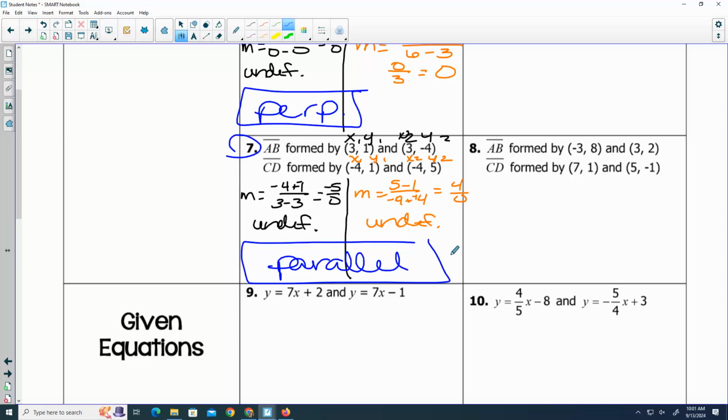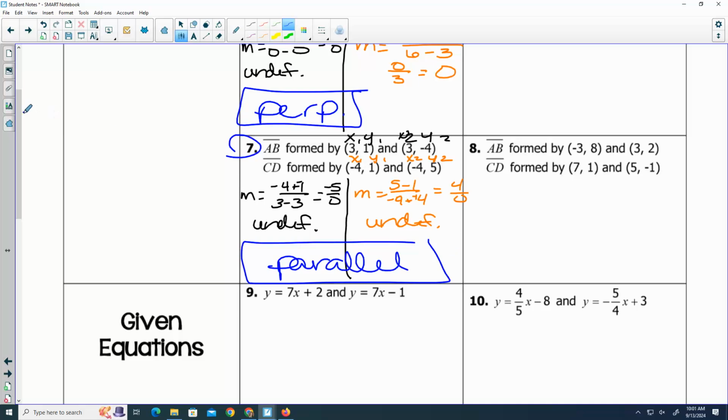Alright, so this is taking something we know how to do. We know how to find slope. And then you do it twice and you're checking at the end. If they're the same, it's parallel. If they're opposite reciprocals, that's perpendicular. And otherwise, it's neither. Do we need more problems like that?